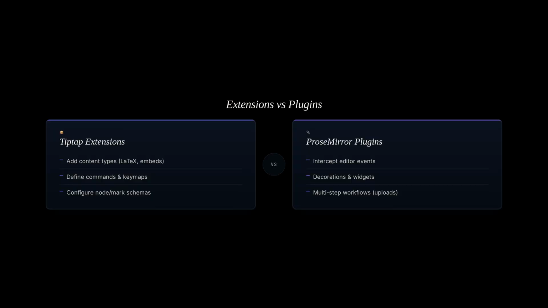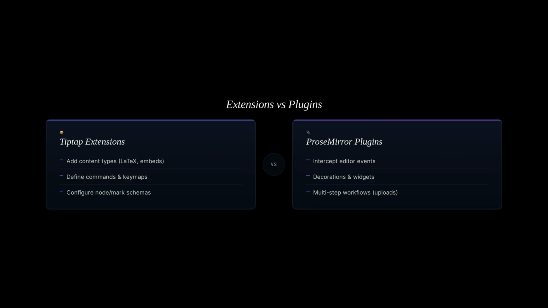Extensions and plugins serve different roles. Extensions are like apps on a smartphone. They add new content types, commands, and behaviors. For example, the mathematics extension adds LaTeX rendering, and the YouTube extension adds embedded videos. Plugins, on the other hand, are like middleware. They sit between user actions and the document model, intercepting events. The upload plugin catches image drops, shows placeholders, and orchestrates the upload workflow behind the scenes.